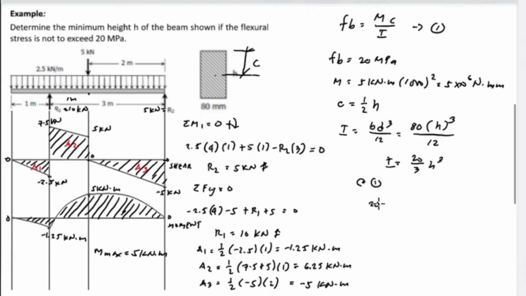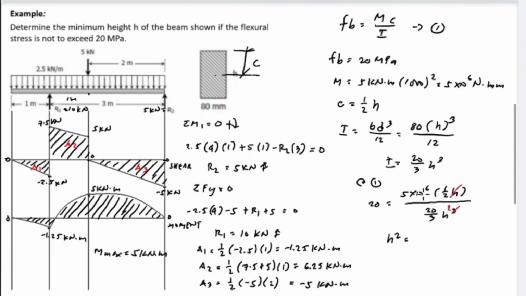The unknown is H. At equation 1, FB is 20. Equate that to M, which is 5 times 10 to the power 6, multiplied by C, which is 1/2 of H, and we divide by I, or 20 over 3 H cube. And we cancel out H, and H, it will be squared.